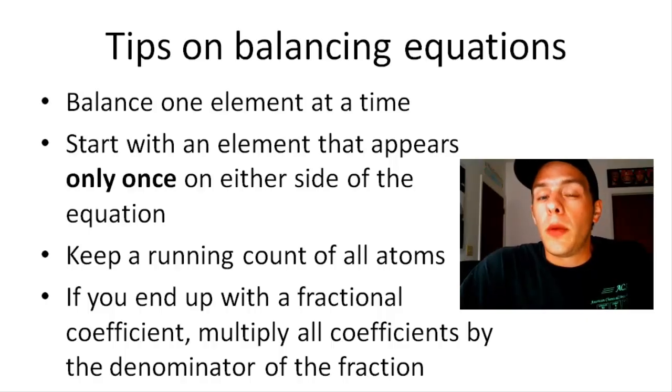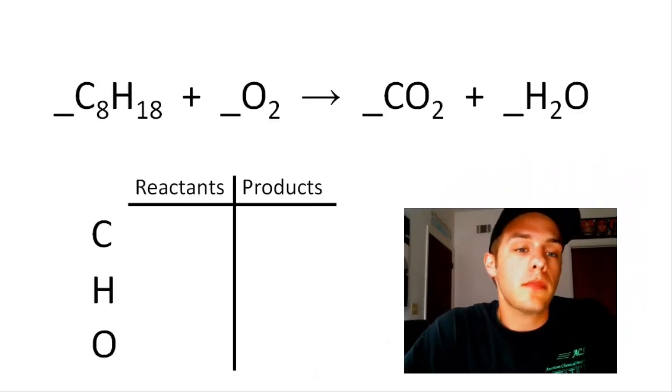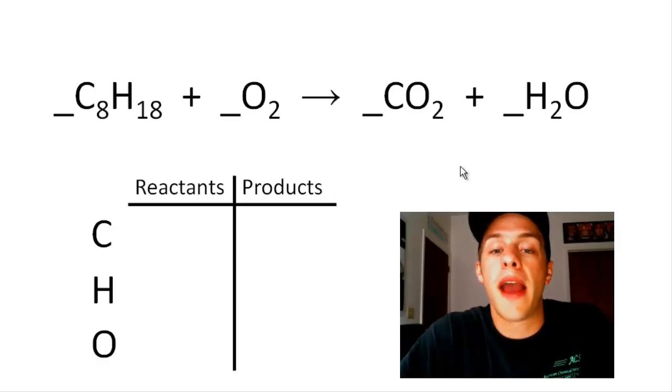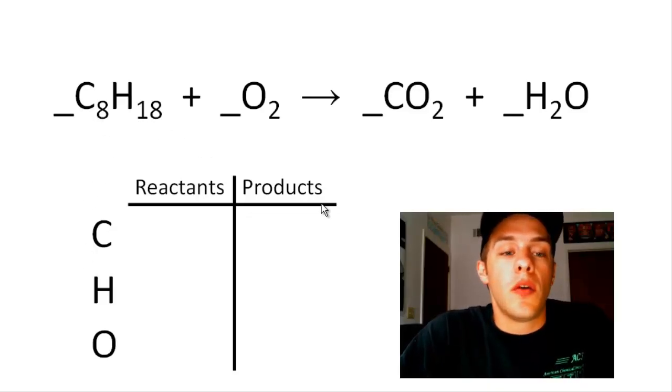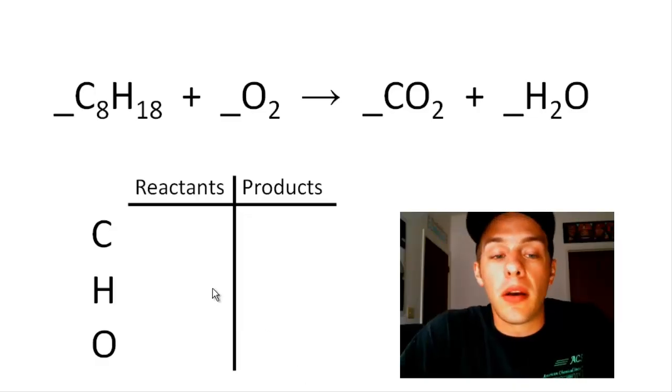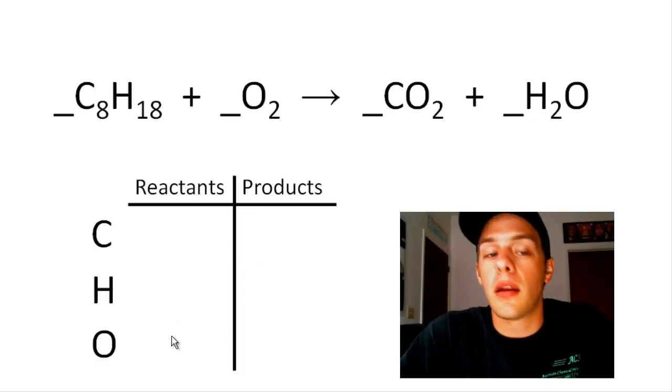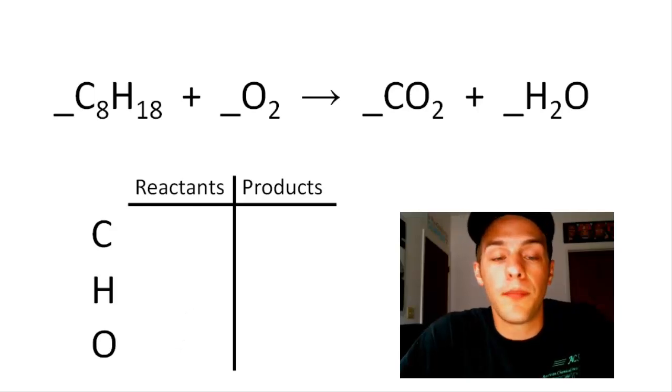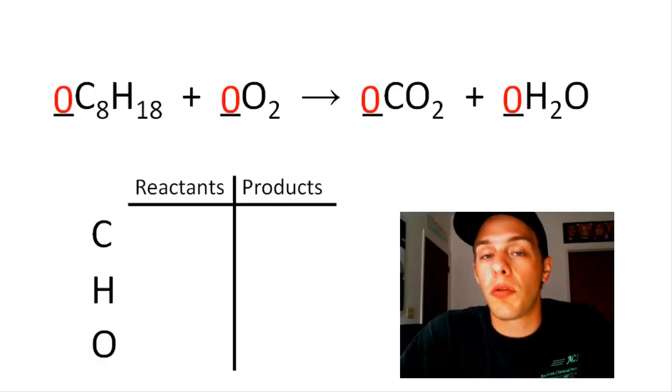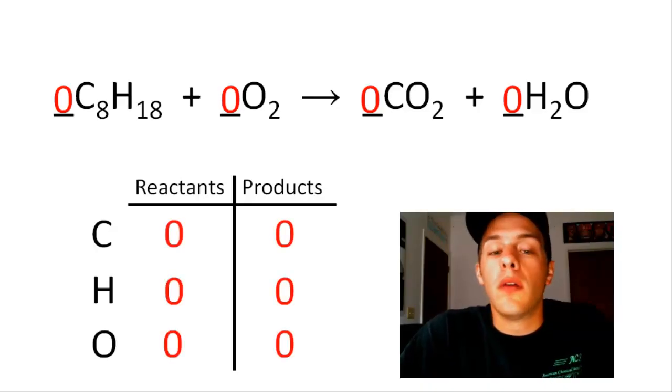So let's go ahead and see if we can balance a chemical equation. This chemical equation describes the combustion reaction of a compound called octane, which is C8H18. Notice that I've set up my little table here with a reactants column and a products column, and rows corresponding to each element: carbon, hydrogen, and oxygen, which are the only three elements in this equation. The way I like to do these is to start by assigning coefficients of 0 to everything. So that means we have zero atoms of all of the elements in this chemical reaction.